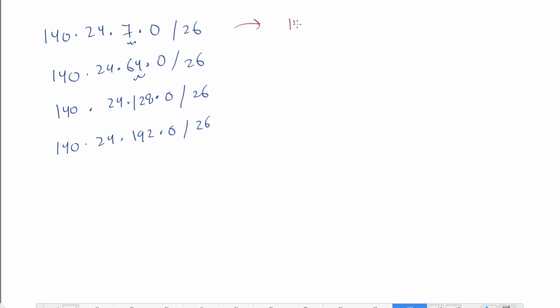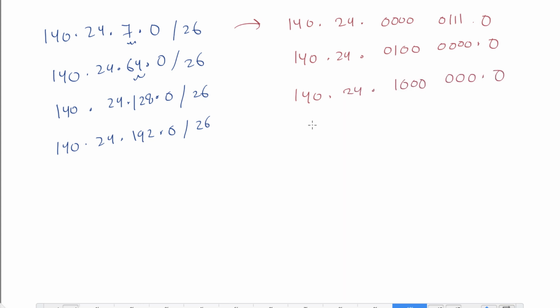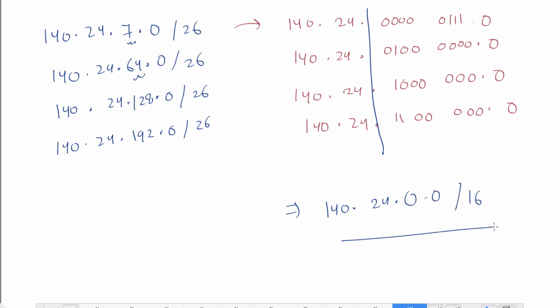We are going to write it in binary first. 140.24 is common, and then 7, which means 0 0 0 0 0 1 1 1, and then .0. Then 140.24.64 means 0 1 0 0 0 0 0 0 .0. Then 140.24.128 means this, and then 192 means this. Then just check till what point things are common. Things are common till this point only, right? So it will be 140.24.0.0/16. This will be the aggregation of these four networks.